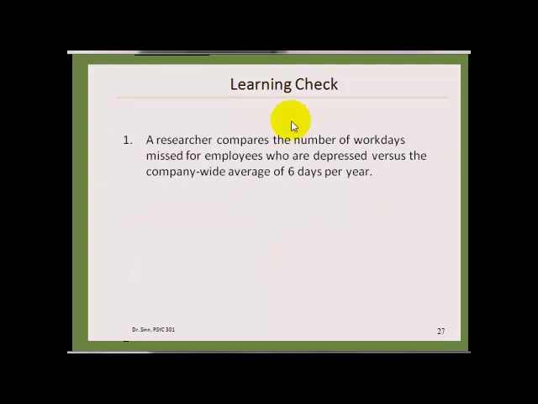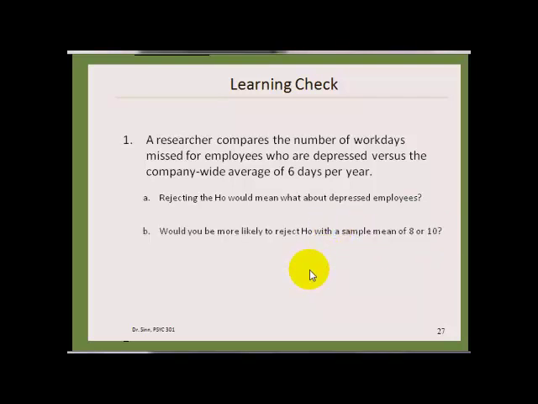Okay, one more learning check. A researcher compares the number of workdays missed for employees who are depressed versus the company-wide average of 6 days per year. So in this case, the null is going to be what? The null is going to be that mu is equal to 6. And rejecting the null would say that depressed employees are missing more or fewer days.